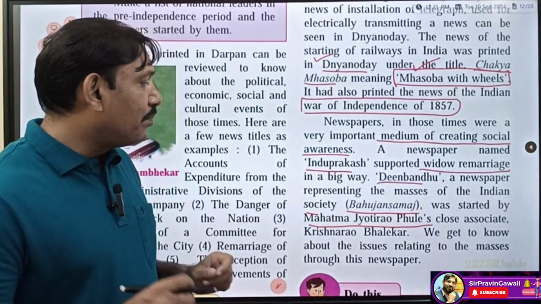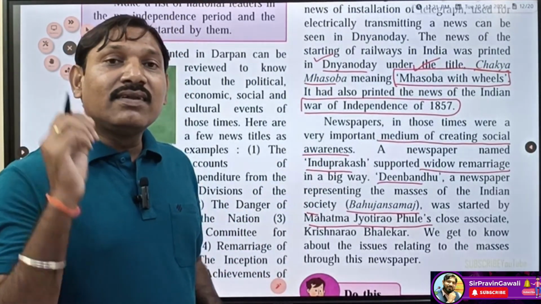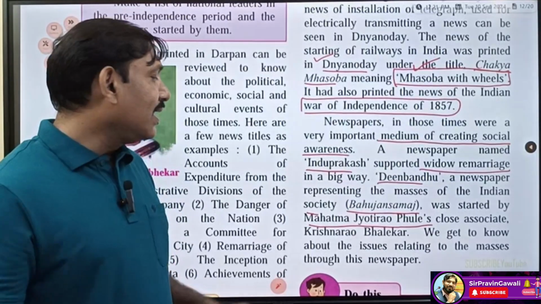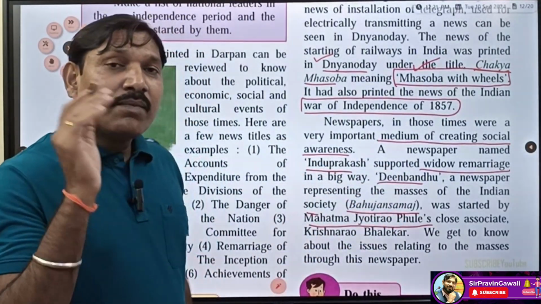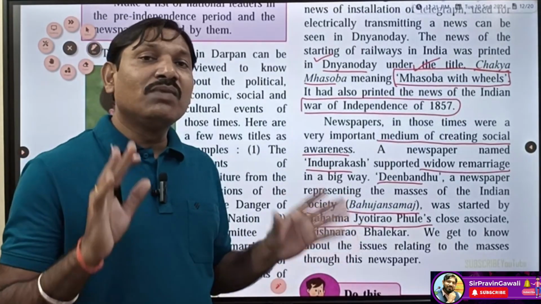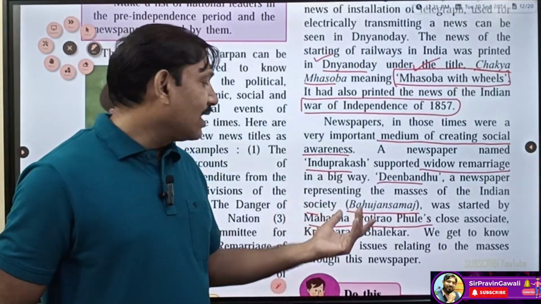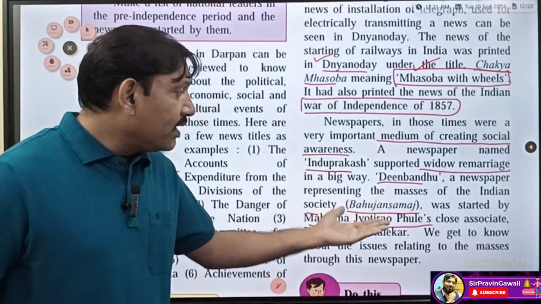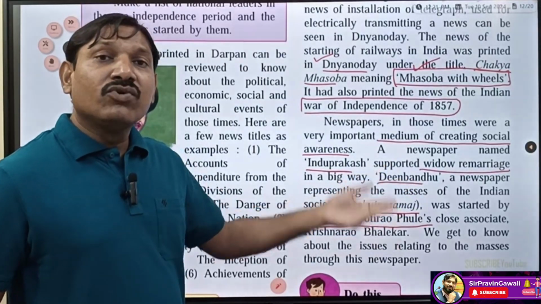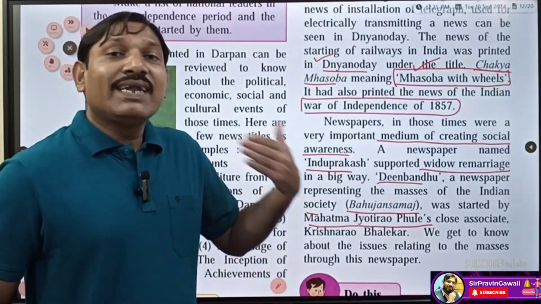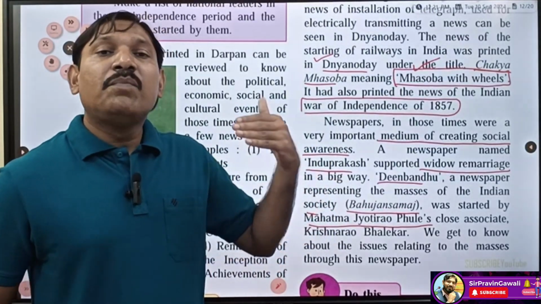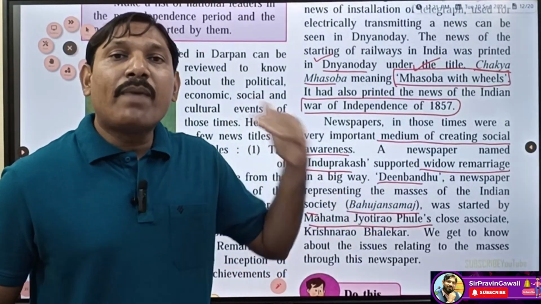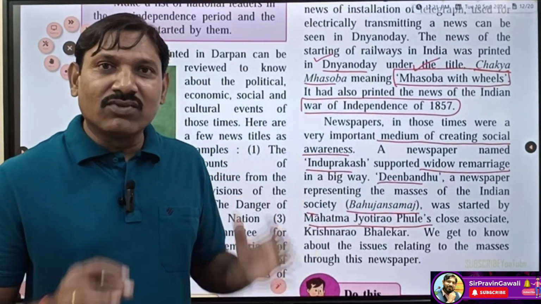And one of the important newspapers edited or published by Mahatma Jyotirao Phule is Deenbandhu. Deen means poor, Bandhu means brothers, or in Marathi we can say Bahujan Samaj. In this newspaper, Mahatma Jyotiba Phule used to print news, issues and problems related to the people belonging to backward classes. Okay students, have you understood this much?